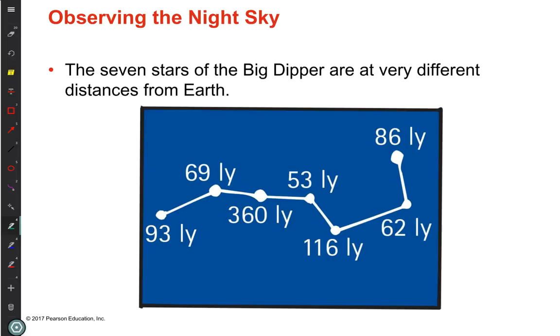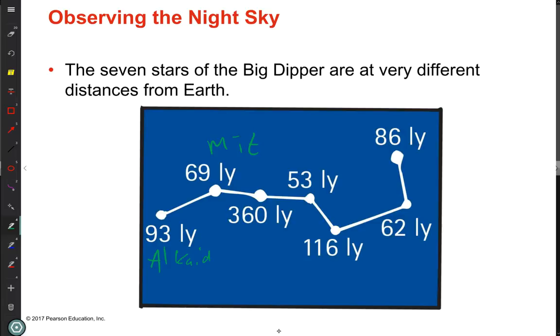From measurements that we can make today, we know that the distances to the stars are very different. So these are the stars that make up the Big Dipper. So you have Alkaid, Mizar, Alioth, Megrez, Phecda, Merak, Dubhe. Now what you notice is these names are all in Arabic.